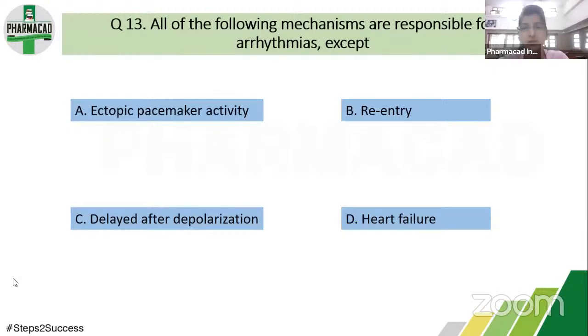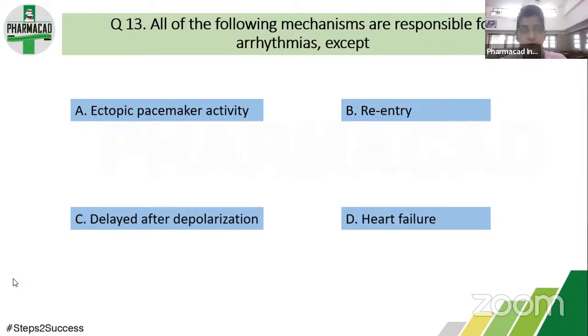Okay, so let's have a look at the next MCQ, which says all of the following mechanisms are responsible for arrhythmias, except: option A says ectopic pacemaker activity, option B says re-entry, option C says delayed after-depolarization, and option D says heart failure.